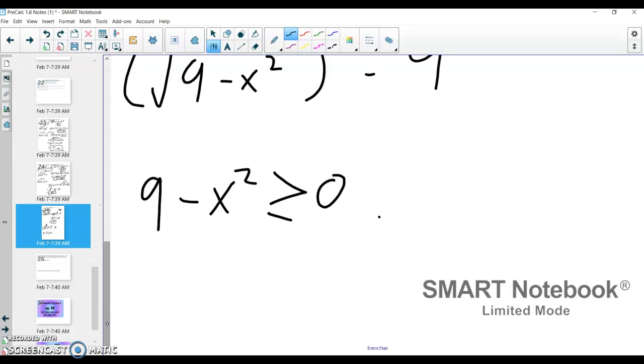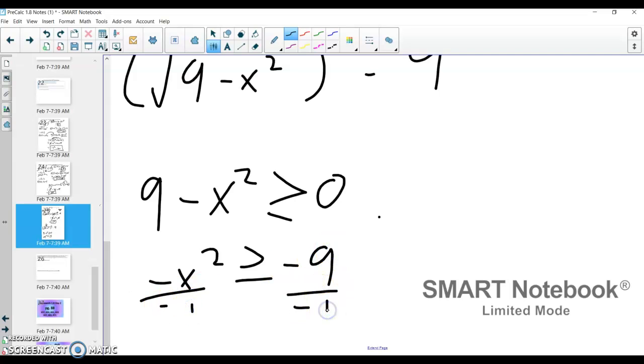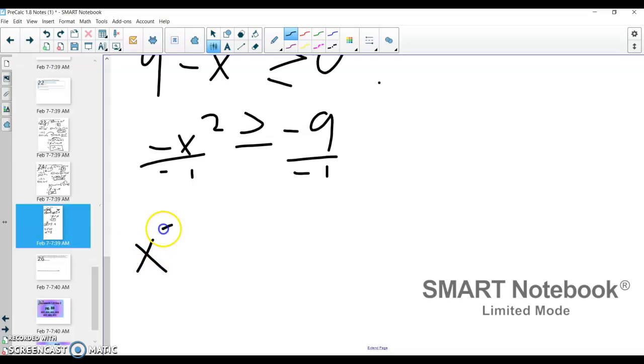And so I subtract 9 over, and I get negative x squared is greater than or equal to negative 9. I divide both sides by negative 1, and I get x squared, oops, that flips the sign, less than or equal to 9. Square rooting both sides. This is what I did in class. It was kind of confusing.